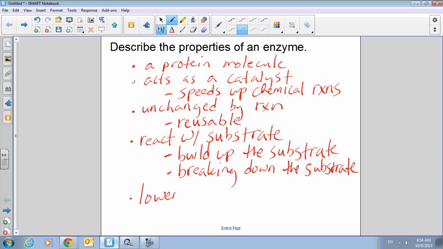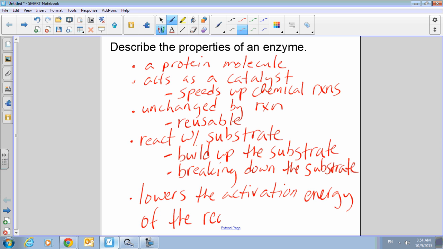Lowers the activation energy of the reaction. So you can think of enzymes as just giving the reaction a little push. You know, maybe when you were younger you were scared to go sledding down a big hill. You need a little push to get started.